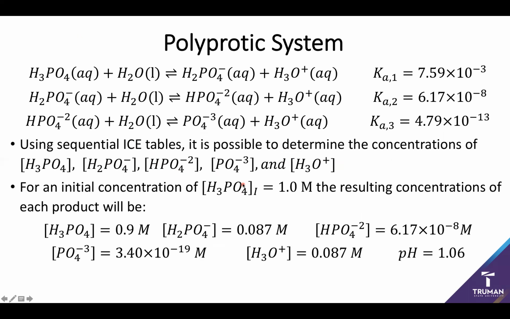So for an initial concentration of 1 molar, we're going to, again, have a lot of phosphoric, a little bit of dihydrogen, very little monohydrogen, almost no phosphate, and a fair bit of protons. Since the second two reactions produced very little free protons, the pH is going to stay relatively fixed at 1.06. So that first decomposition reaction really tends to dominate the pH of a solution.